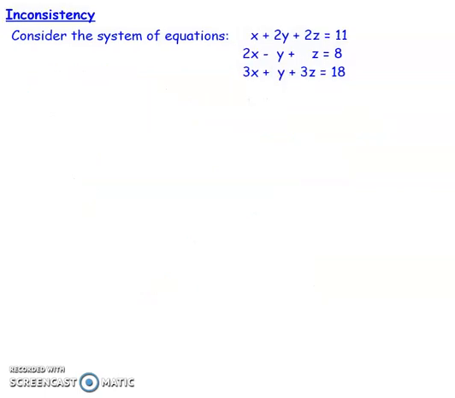Let's consider what inconsistency means now. Let's imagine I've got this system of equations here. Now, let's look at solving them. Put it in an augmented matrix and then do our elementary row operations to whittle it down. So if I were to do that, put it into an augmented matrix, I'd get 1, 2, 2, 11. I'd get 2, -1, 1 and 8. And I'd have 3, 1, 3 and 18.